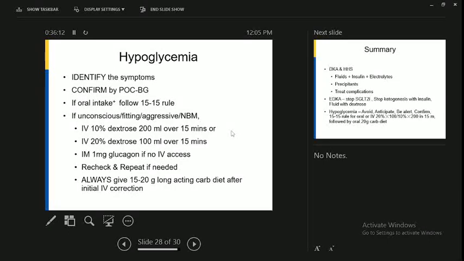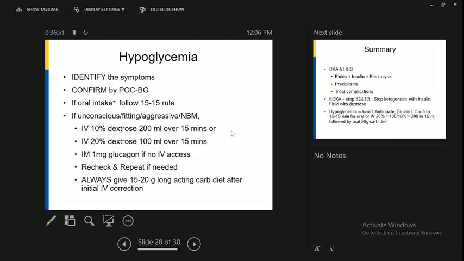Hypoglycemia: I know this may be an experience for all of you at the moment, but identify the symptoms. Patients may be feeling hungry, yawning, dizzy, sleepy, and then palpitations, sweating, confusion, deteriorating level of consciousness, and then go into coma. So those are the sequence. You don't have to wait until the patient goes into a coma. When the patients have hunger, yawning, sweating, you have to identify the symptoms and confirm by point of care blood glucose monitoring.